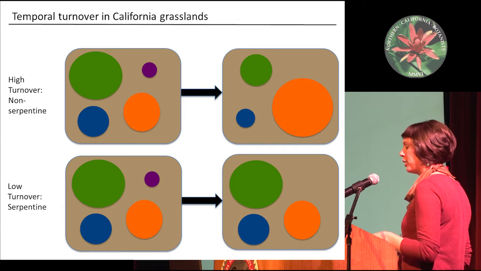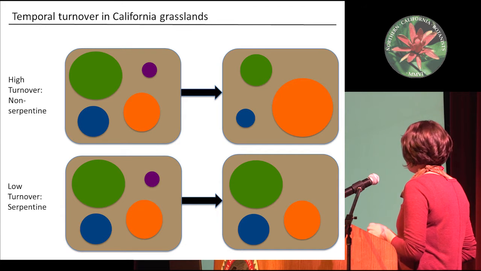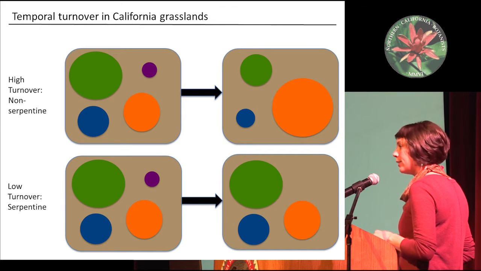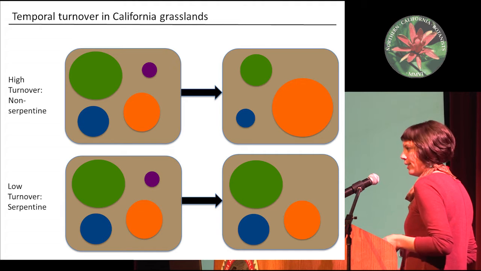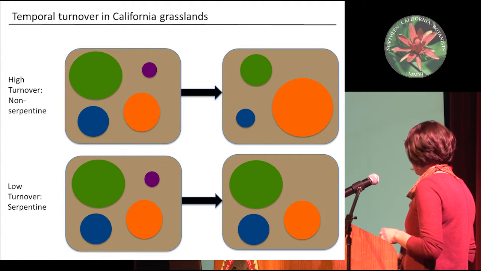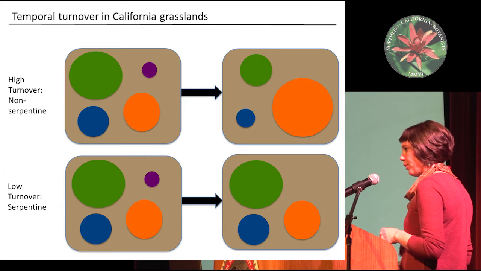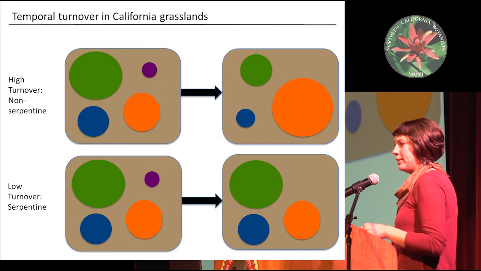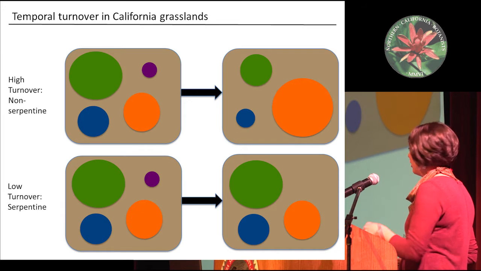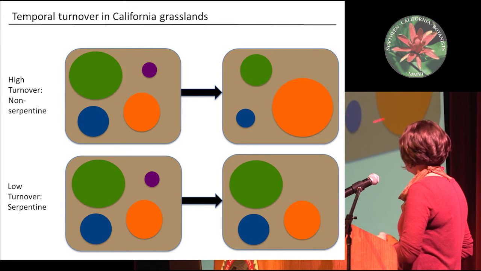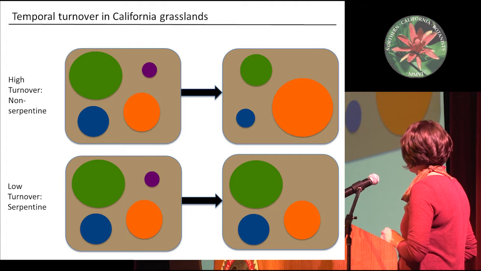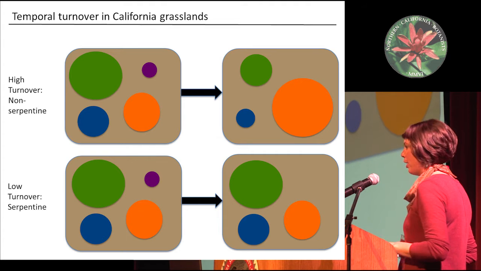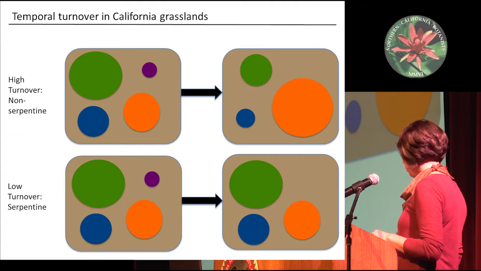So let's take two imaginary plots. Both have 4 species at some relative abundance, and let's say they start out identical. The expectation that we had for non-serpentine soils was that there would be large changes in the relative abundance and species richness. So in this case, all of these 3 species have shifted abundance. This one's dominant now, and we've lost that little rare magenta species.